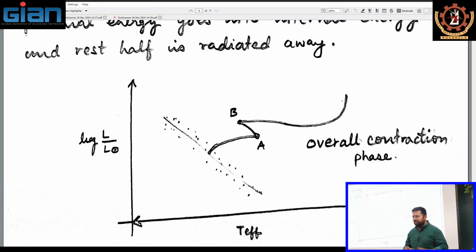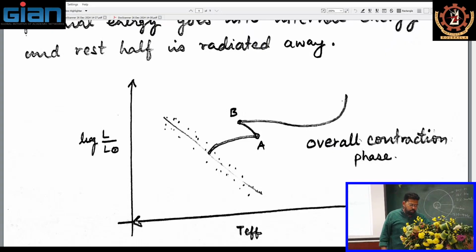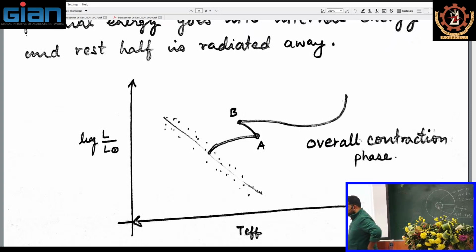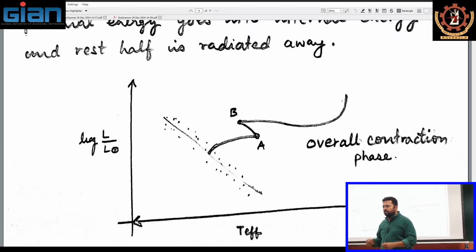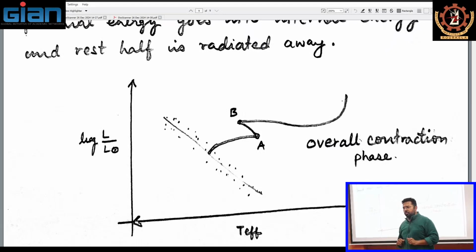The star will slightly contract itself. It will reach point B, and at this point B, it will have sufficient temperature to ignite burning in the shell around the nucleus. From here onwards, it will start proceeding towards the red giant branch phase. So the point is that in the overall contraction phase, the star contracts, and with this contraction you gain gravitational potential energy. Half of this gravitational potential energy can be utilized to maintain the luminosity of the star, and the remaining half can be used to heat itself.